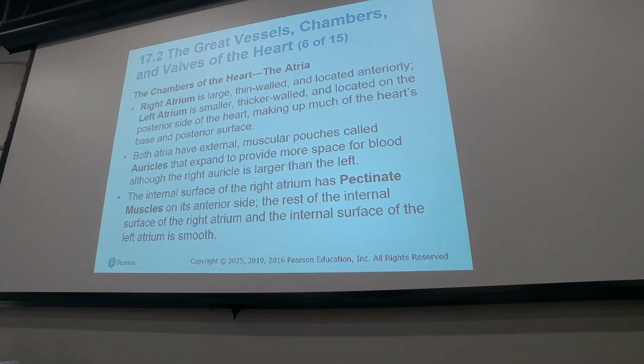But the ventricles have to pump the blood to bring it up so it can exit through these great blood vessels. So the walls have to be more muscular, much thicker.